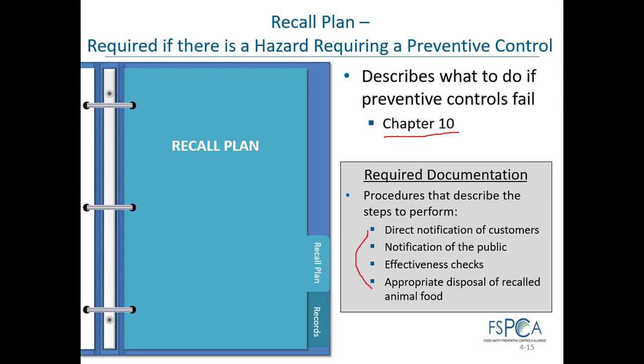These 4 bullet points summarize it nicely. Direct notification of customers, notification of the public, conducting effectiveness checks and what that looks like, and then appropriate disposal of the recalled animal food. That's the recall plan in very short summarized bullet points.